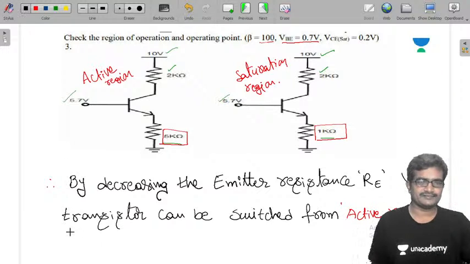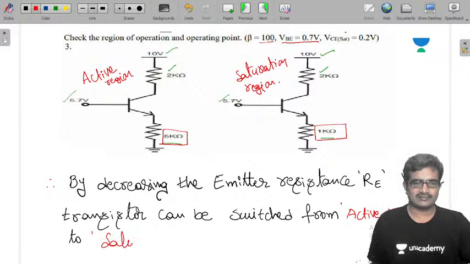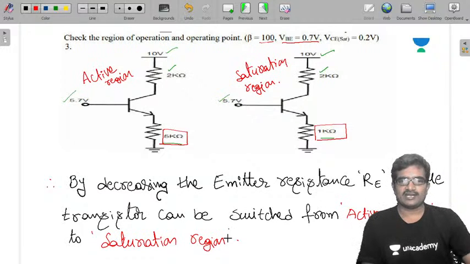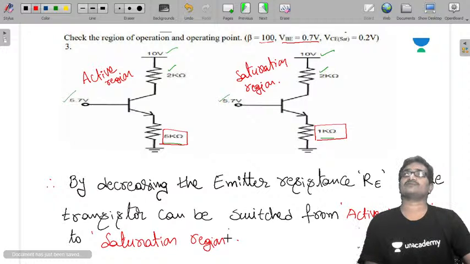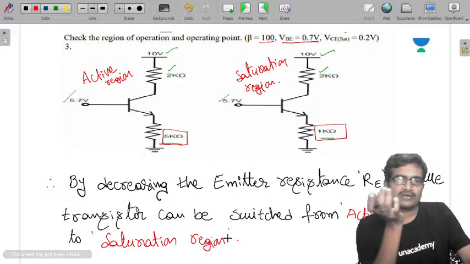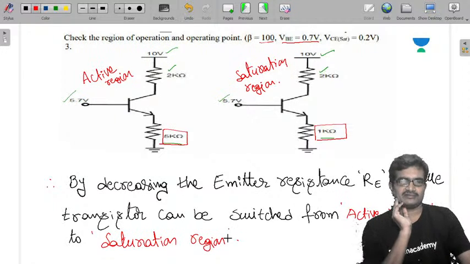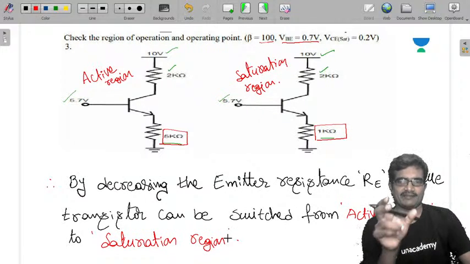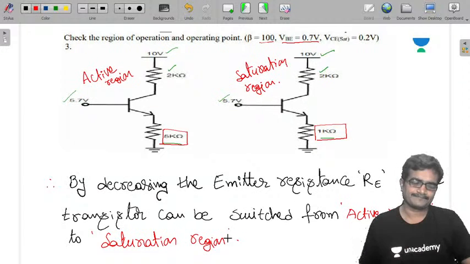Active region to saturation region. Okay, so my dear students, not only solving the problem, after completion of the solution, you need to give some conclusion. So for that purpose only I placed these two circuits simultaneously. I kept these two circuits in a single problem. Is it okay?